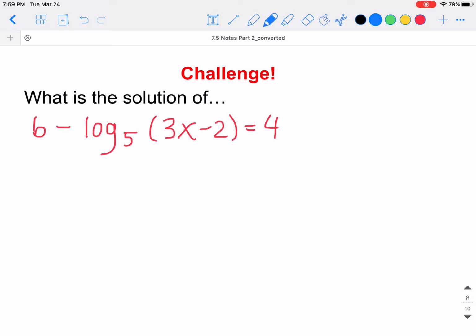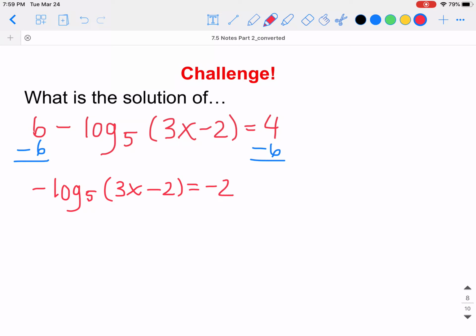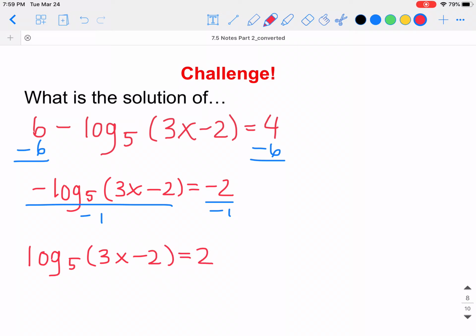First thing we want to do is subtract 6 from both sides. So we have negative log base 5 of 3x minus 2 equals negative 2. We almost are ready to start, but we need to get rid of this negative also by dividing both sides by negative 1. So now we have log base 5 of 3x minus 2 equals positive 2.